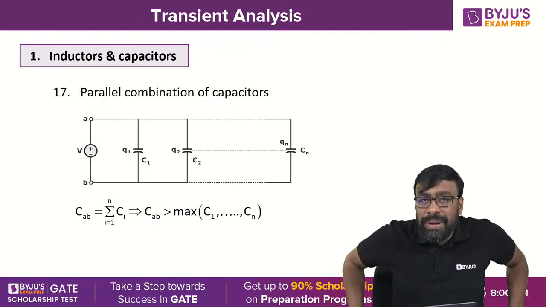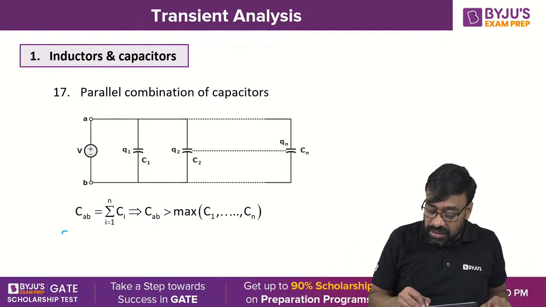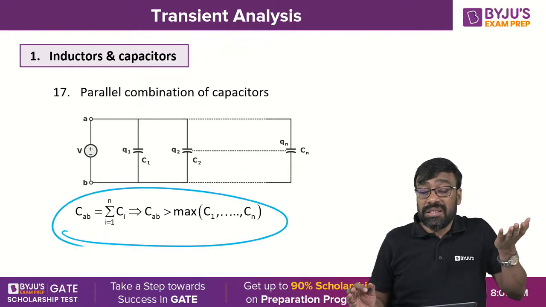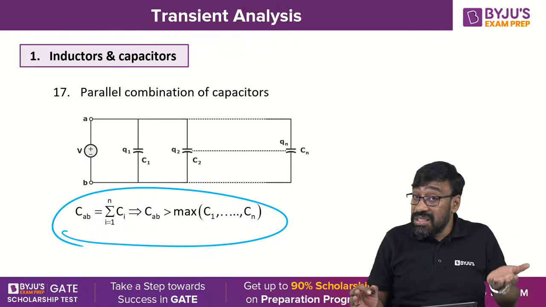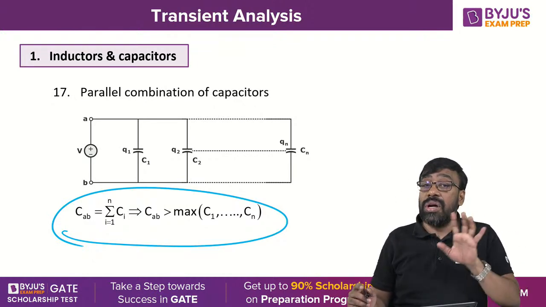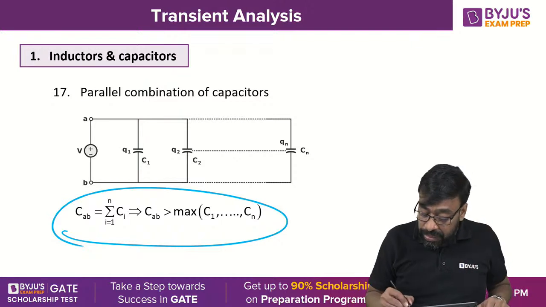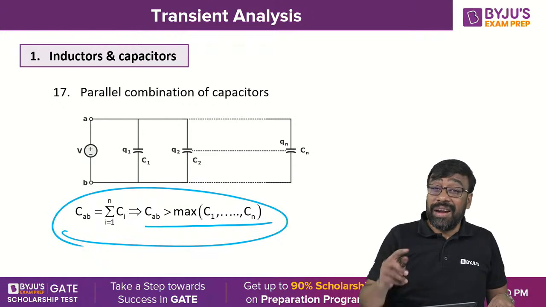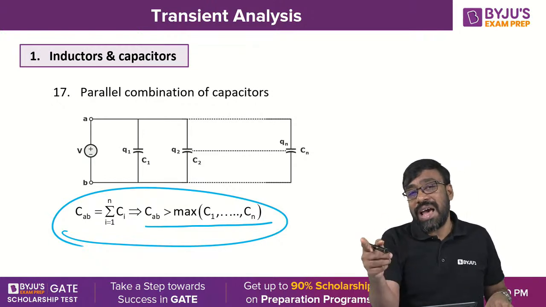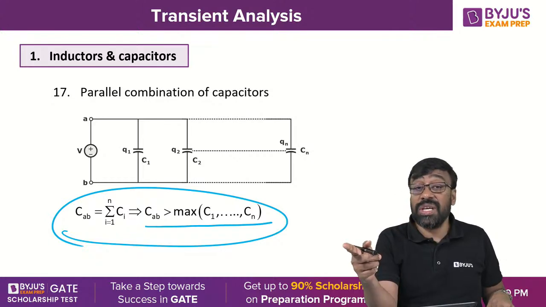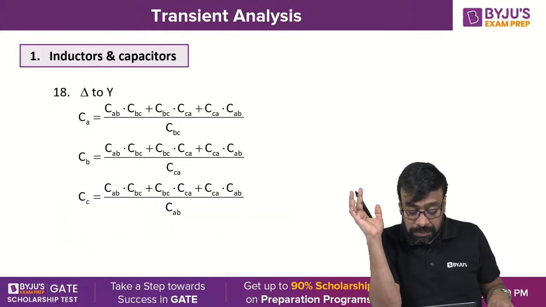Next, parallel combination of capacitors. Simple, add them. The resulting capacitance will increase. There was one question asked in GATE based on this concept. Therefore, the resulting capacitance value is greater than the highest value of the capacitors which are connected in parallel.